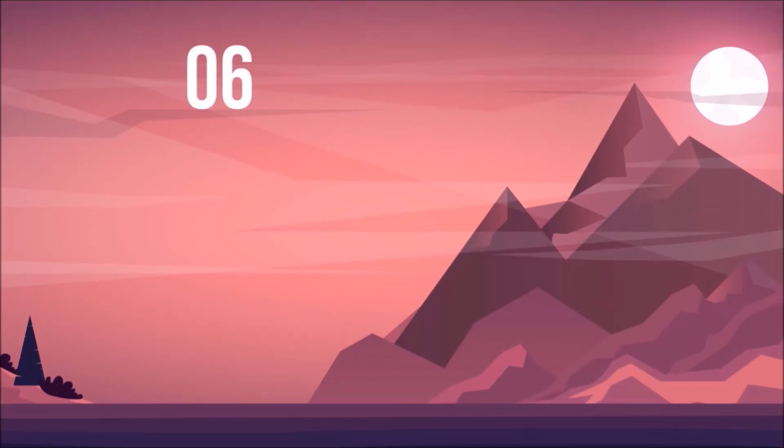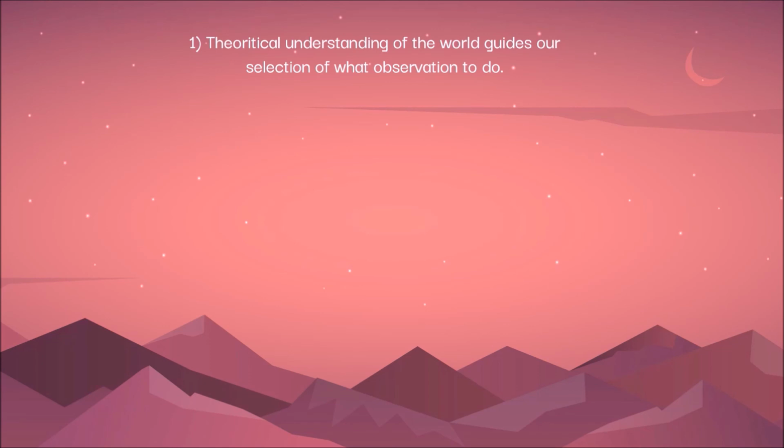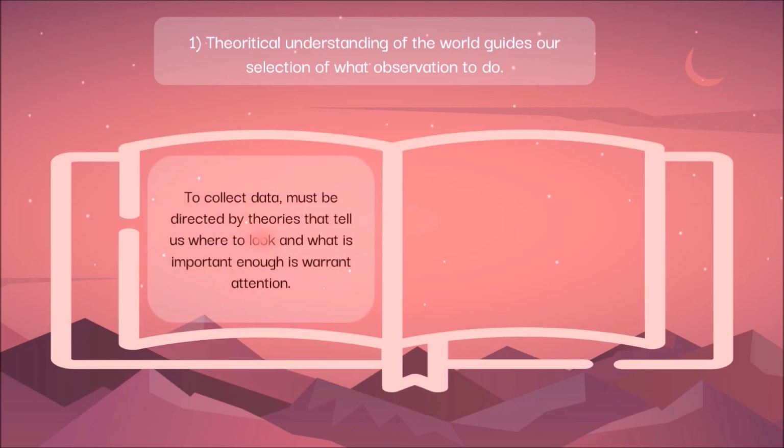The last part for this chapter is that theory influences observation in several ways. The first one is that theoretical understanding of the world guides our selection of what observation to do. To collect data must be directed by theories that tell us where to look and what is important enough to warrant attention. Meaning that in order for us to collect information, we must be guided by theories that will tell us where to find that information, and it needs enough consideration and attention. For example, gravitational acceleration.